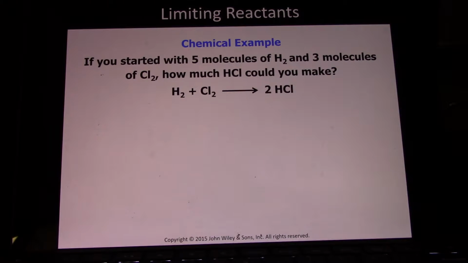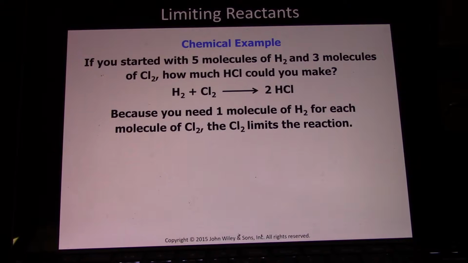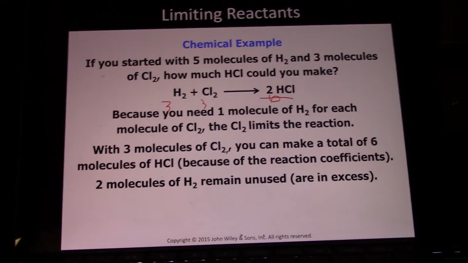So, if you start with 5 molecules of hydrogen and 3 molecules of chlorine, how much hydrogen chloride could you make? Well, they react in a 1-to-1 ratio, and you produce 2 HCl's for every 1 chlorine or every 1 hydrogen reacted. We can make 6 HCl's. Because if all 3 of our chlorines react, they'll react with 3 hydrogens and make 6 HCl's, and I'll have 2 molecules of H2 left over.